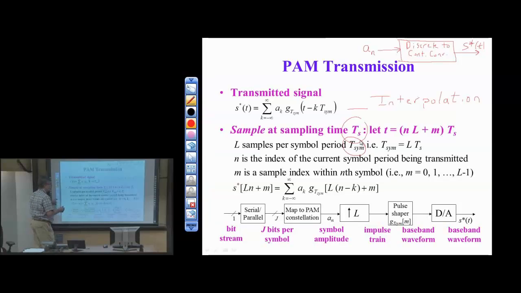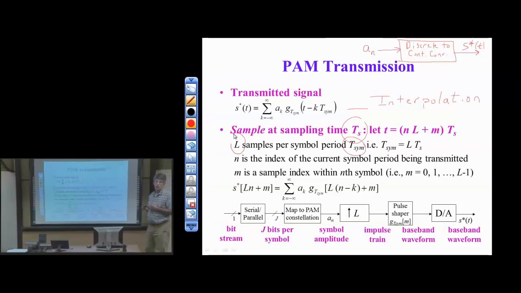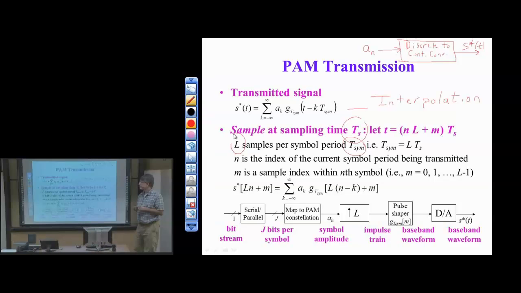Okay. And I know, so I can relate the symbol time and the sampling time. The sampling time is going to be as fast or faster than the symbol time. So capital L is some integer. It could be 1 for one sample per symbol. It could be 4. In lab, we use 4 and 16. So I can relate the symbol time to the sampling time. I can also relate the sampling rate to the symbol rate.